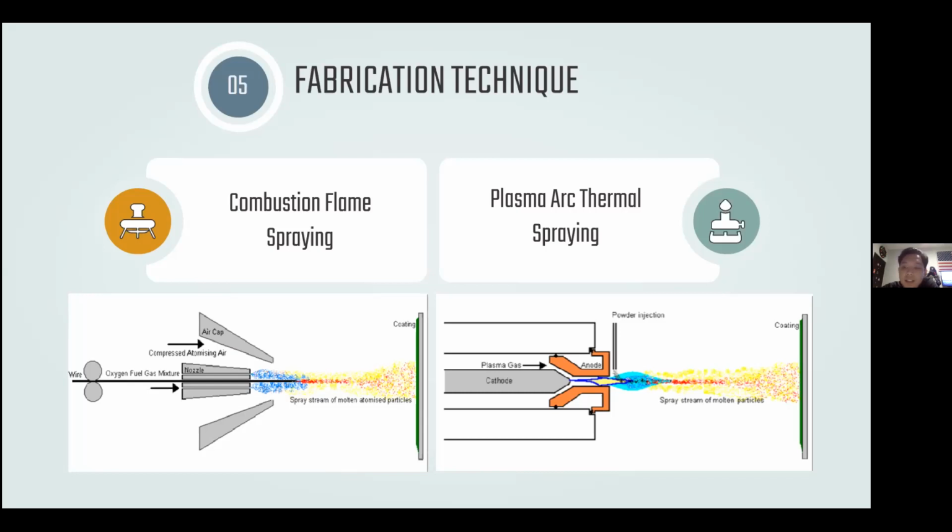Unlike the combustion methods, plasma spraying has the benefit of being able to spray materials with very high melting points, such as refractory metals like tungsten and ceramics like zirconia. And the picture on the right side is a schematic diagram of the plasma spray process. Next.